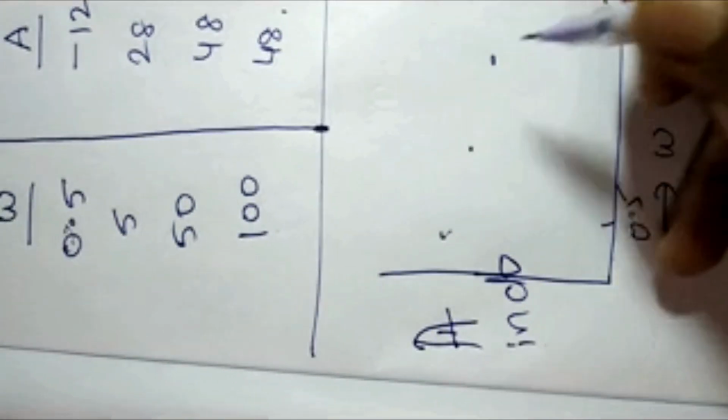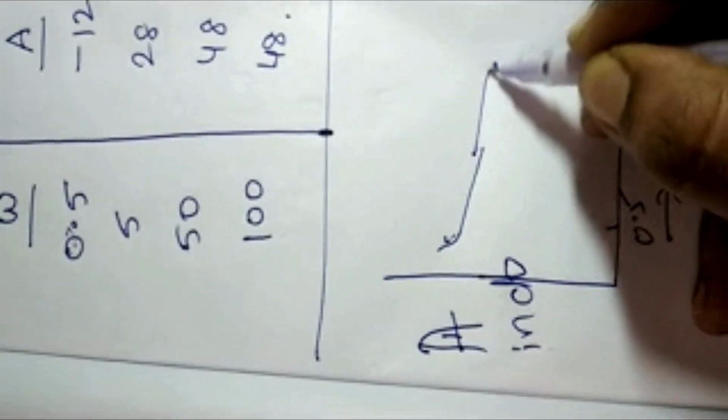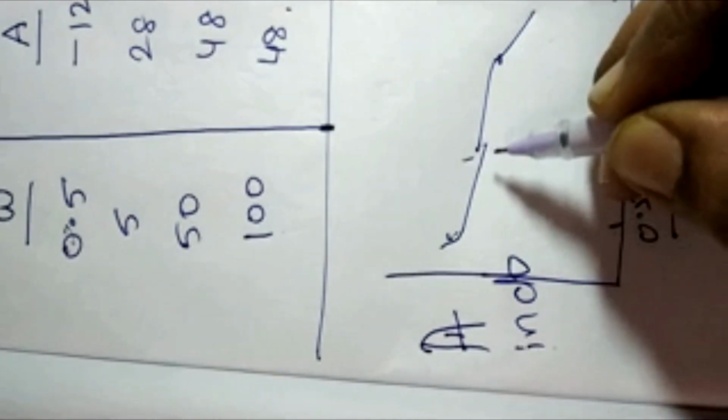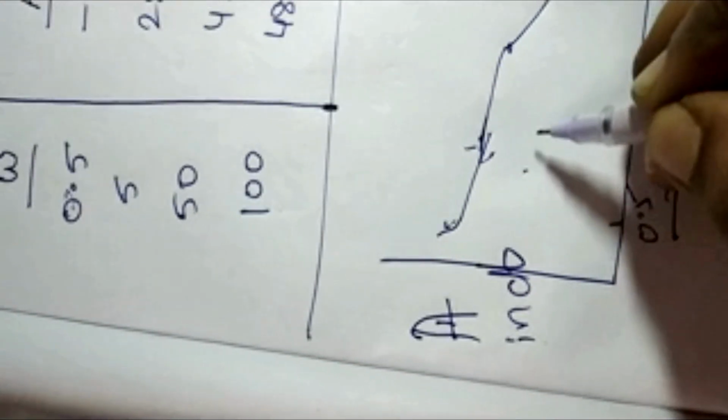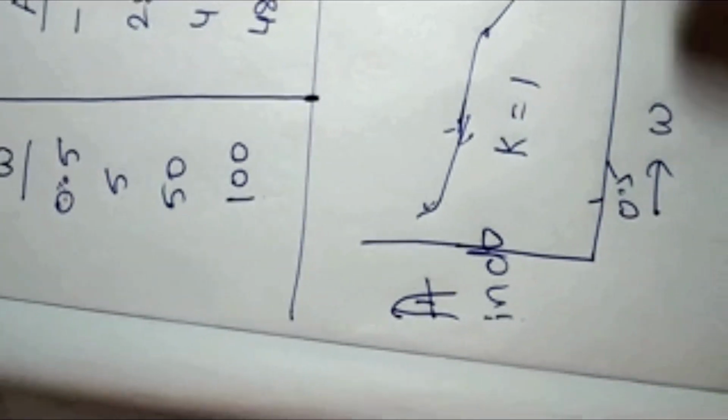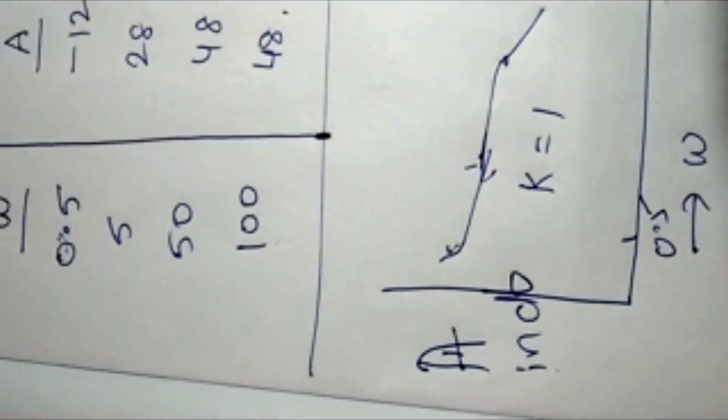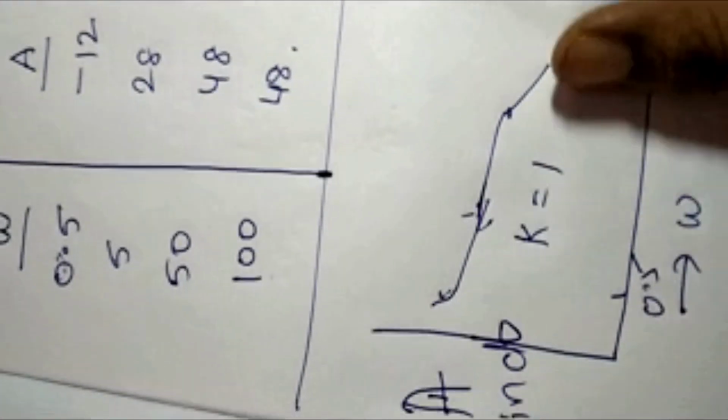All these points are marked and all the points are joined by scale. This will give the magnitude plot for k is equal to 1. And now, how to get the phase plot?